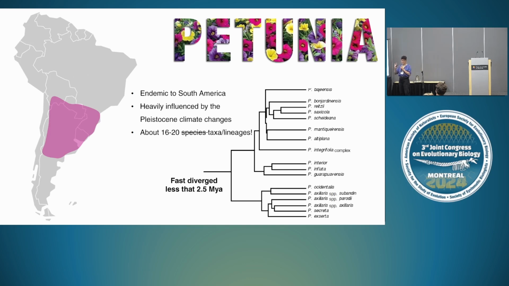Species, taxa, lineages. This is hard for them because they diverged fast. You're going to see how hard it is to delimit them. This is one of the oldest phylogenies we have from the genus. We, in the lab, are trying to update this phylogeny by the end of my PhD.